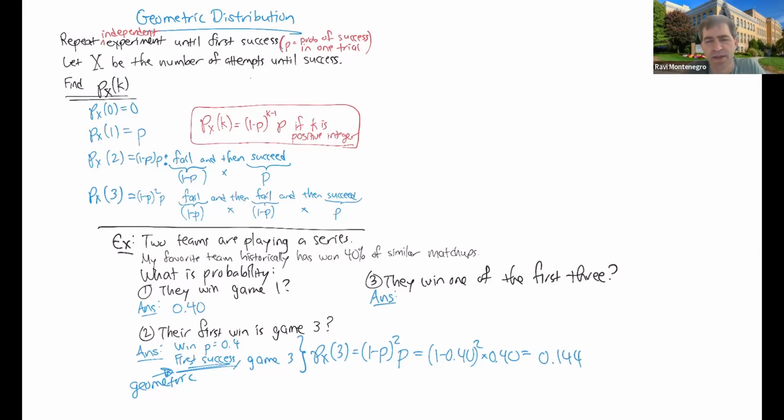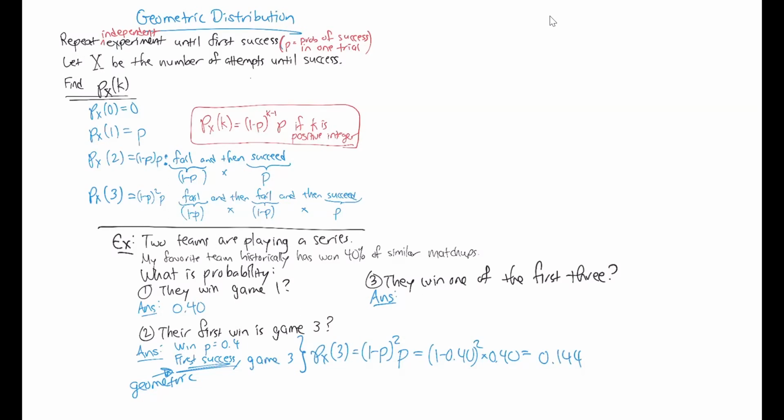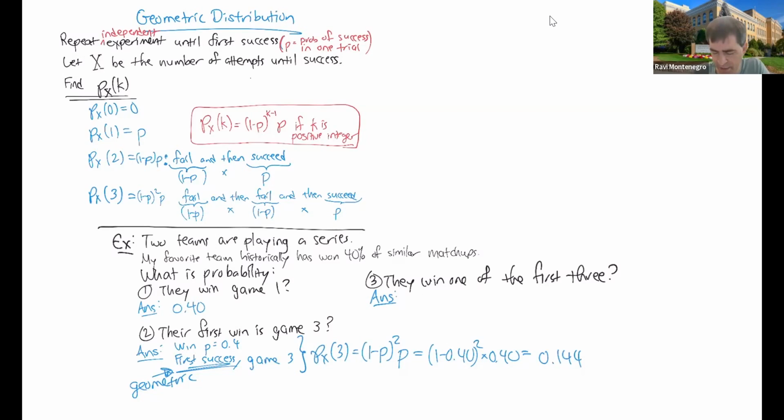Can anyone suggest a way to answer this last question? What is the probability they win one of the first 3 games? And in case it's unclear, this does allow them to win more than one. It's just saying at least one. Would you do a summation? Yeah, so we could add up the 3 answers.